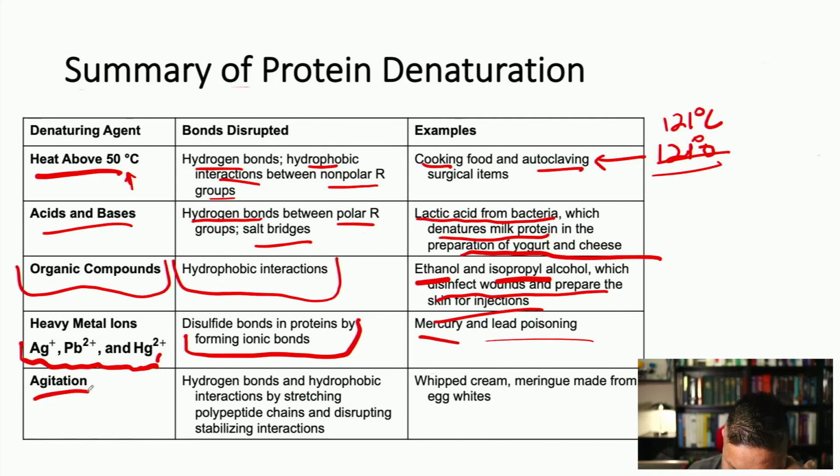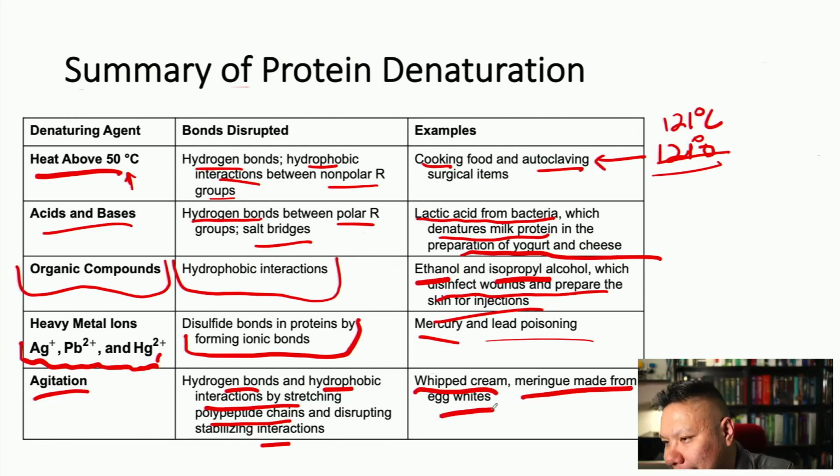And then physical agitation. That disrupts the hydrophobic bonds and hydrogen bonds by stretching the polypeptide chains until they break, like whipping ice cream or making meringue from egg whites. It's all the same, right?